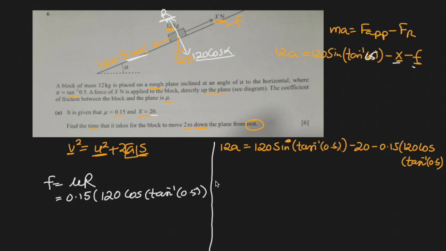Okay, and we have to find acceleration. So acceleration will be this minus this divided by 12, and that's what I will use in my calculator.